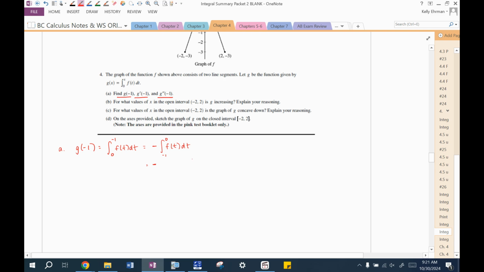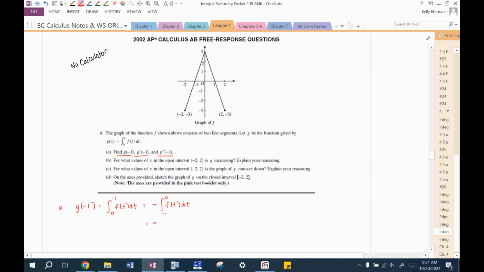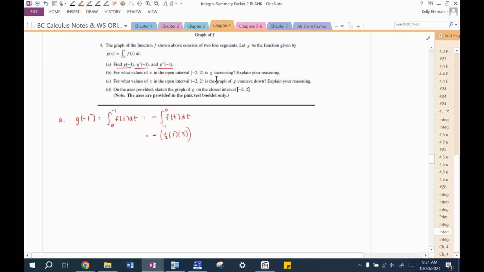All right, so negative. What is the area between negative 1 and 0? So here's negative 1, here's 0. It's just this triangle here. So that's 1/2 times a base of 1 and a height of 3. So it's a positive area, but remember, we have a negative out in front of our integral. So this is negative 3 over 2. So g of negative 1 is equal to negative 3 over 2.